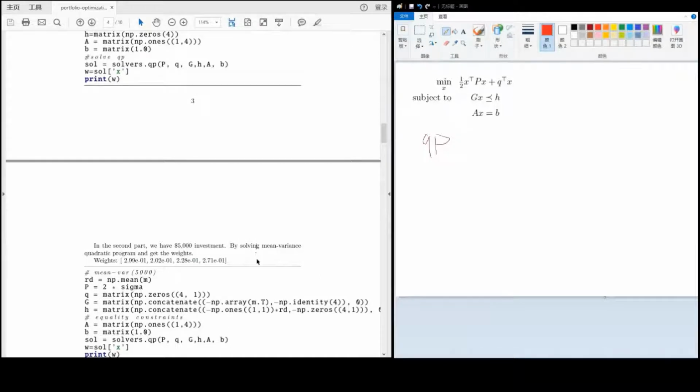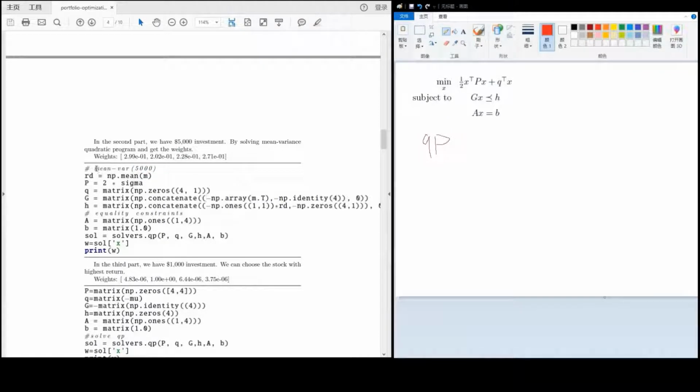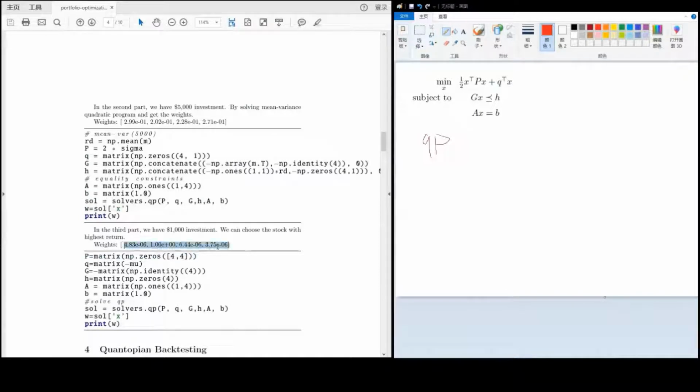And for the second investment, we have a $5,000 investment, so we use the mean variance portfolio, and the weights we get are here.